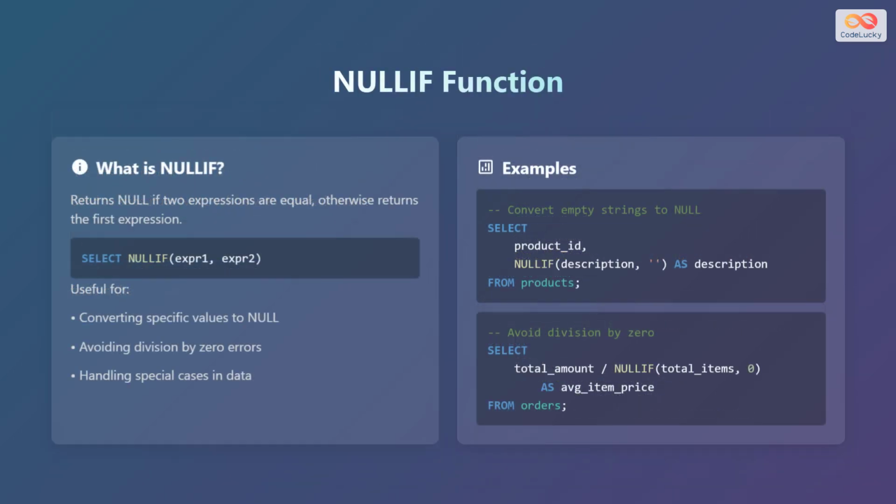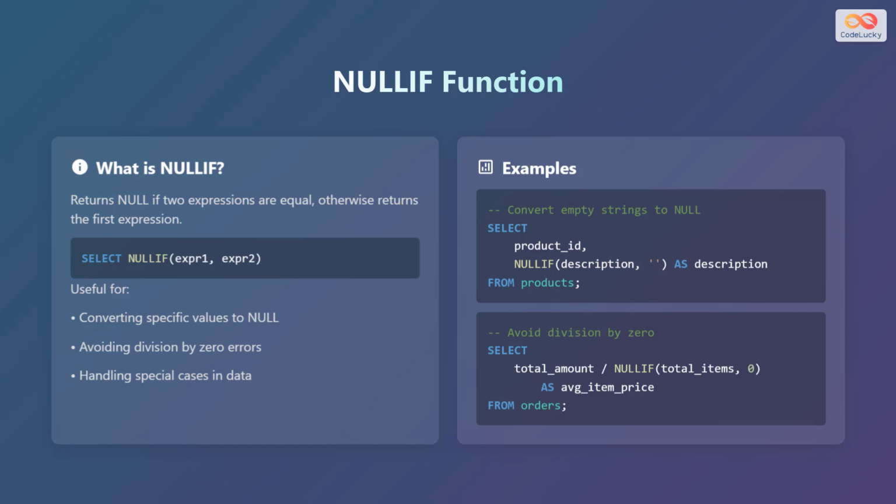The NULLIF function is another useful tool for handling null values. NULLIF returns null if two expressions are equal. Otherwise, it returns the first expression. The syntax is as follows. Select NULLIF, expression 1, expression 2. Here are some common uses for NULLIF. Firstly, converting specific values to null. Secondly, avoiding division by zero errors. Thirdly, handling special cases in data.